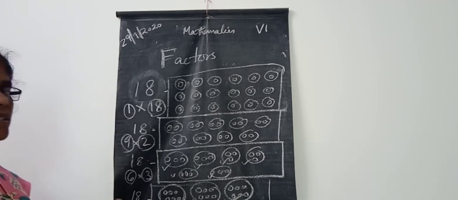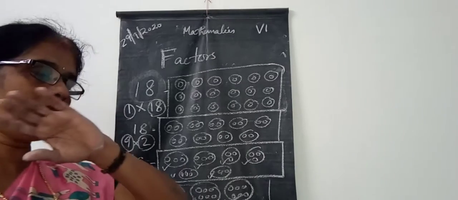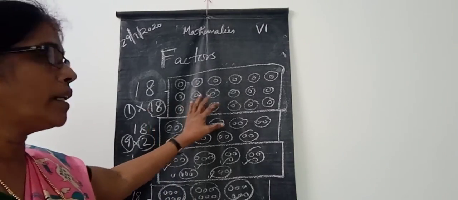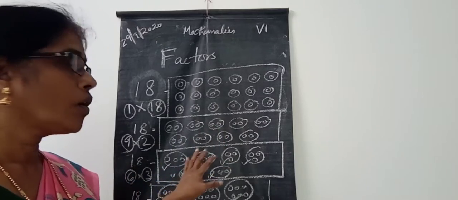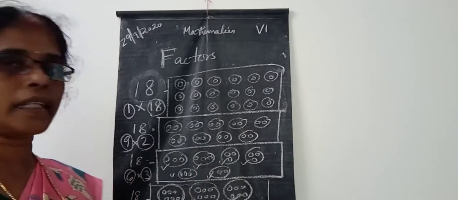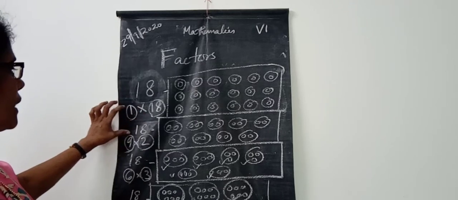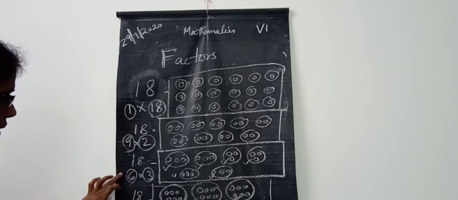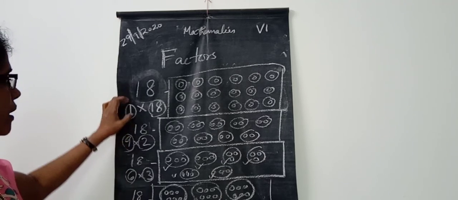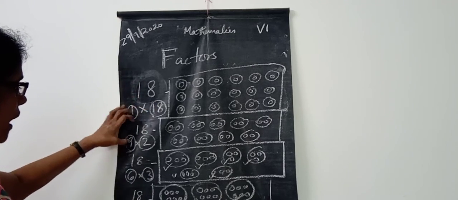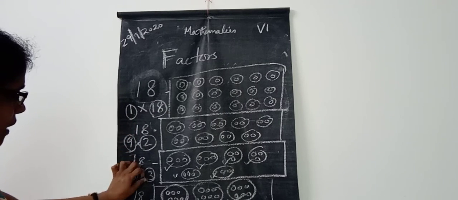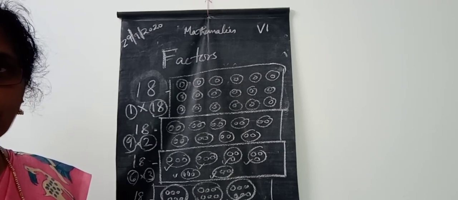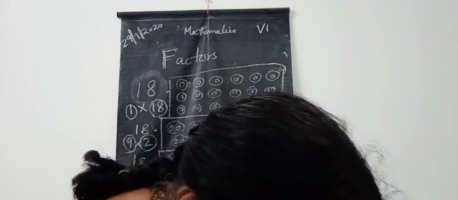Then what are the factors you can see here? What are the different ways to give these sweets? Because 1 each, or 2 each, or 3 each, or 6 each. Then we get 1 18s are 18, 9 2s are 18, 6 3s are 18, 3 6s are 18. So 1, 18, 9, 2, 6, 3, 3, 6, they are the factors of 18. Did you understand that example?